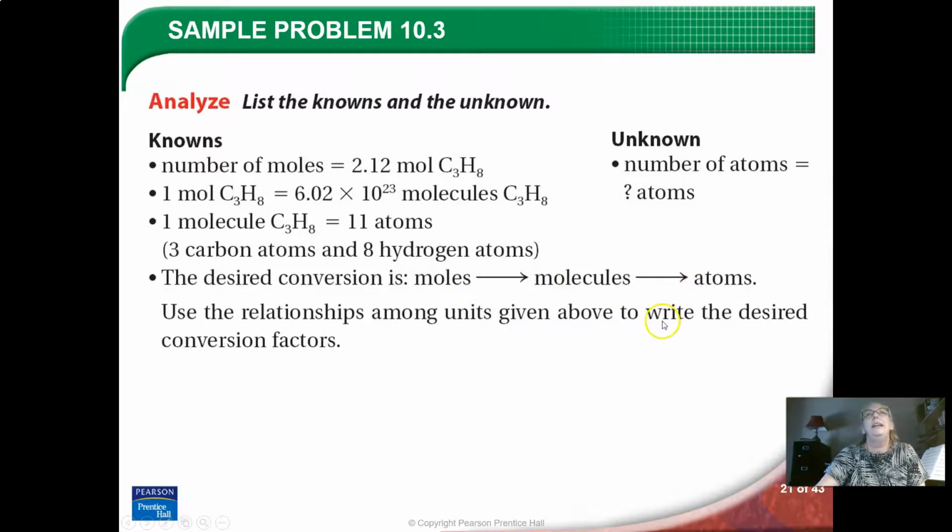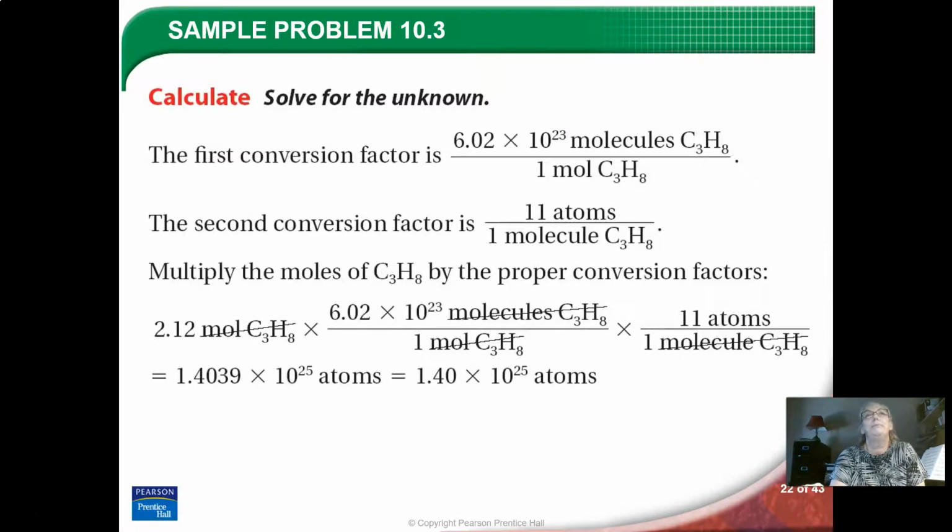So we're going to have an extra step in here because in every one molecule of this guy, there's 3 carbons, 8 hydrogens. So total, there's 11 atoms. So this is like a next step on top of grams to mole. Moles to particles, particles to moles. We're going to do one more step.